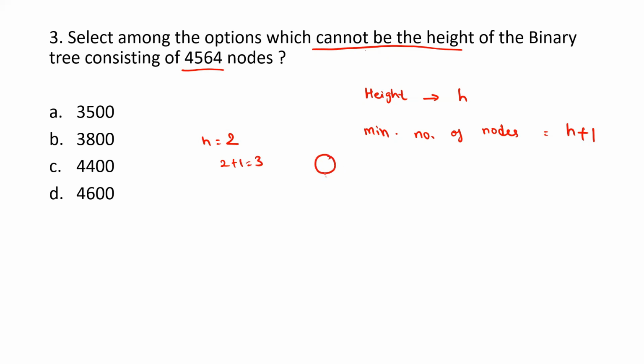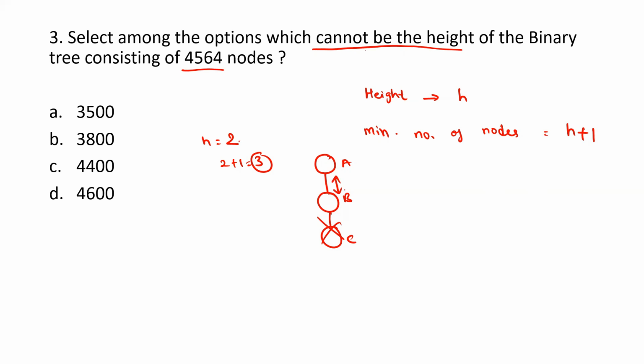Because you can't create a tree which is having height 2 with less than or equal to 2 nodes, right? So you should at least be having 2 plus 1, which is 3 nodes, to make height of 2, right? If we only have 2 nodes, if we are not having a third node, then we are having only height as 1, right?